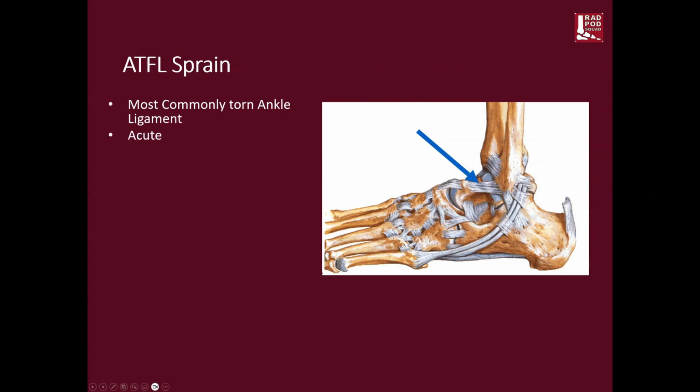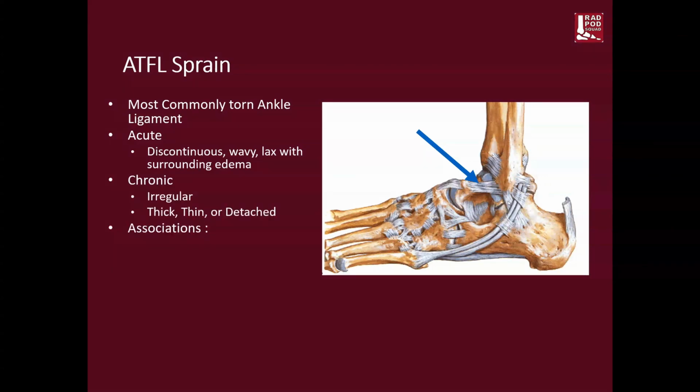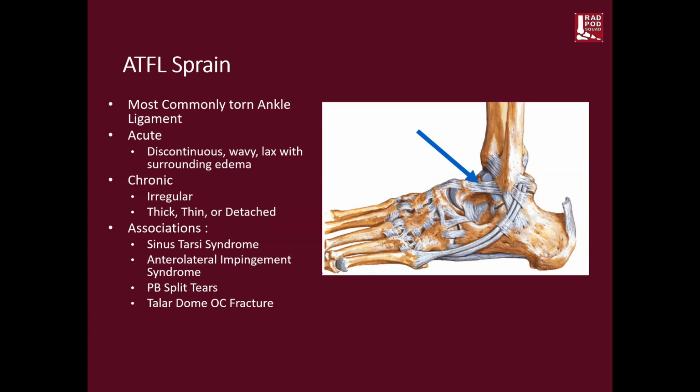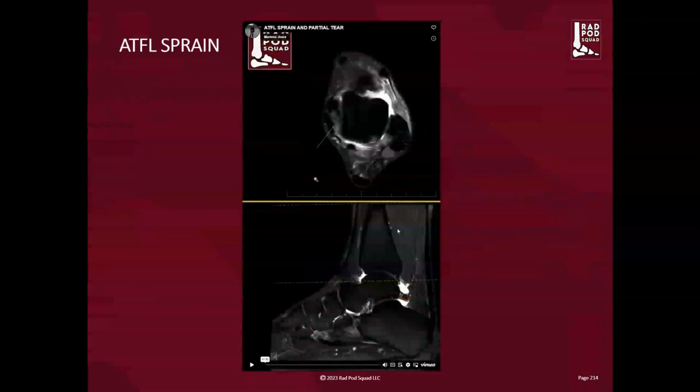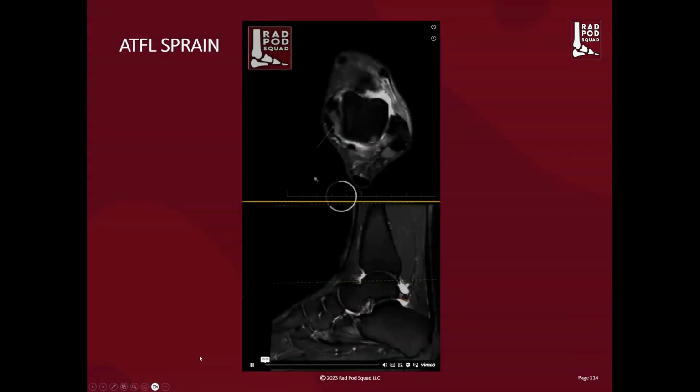This is the most commonly torn ankle ligament. Acutely, we'll be looking for that discontinuous, wavy, lax ligament with surrounding edema. And then chronically, we'll be looking for that irregular, thick or thin or detached ligament. Associations with pathologies of the ATFL include sinus tarsi syndrome, anterolateral impingement syndrome when it becomes hypertrophic with synovitis, even associated, as many things are, with peroneus brevis split tears or talar dome osteochondral fractures. And here's an example of an ATFL sprain.